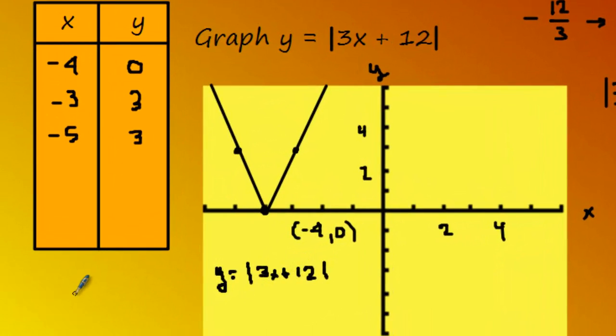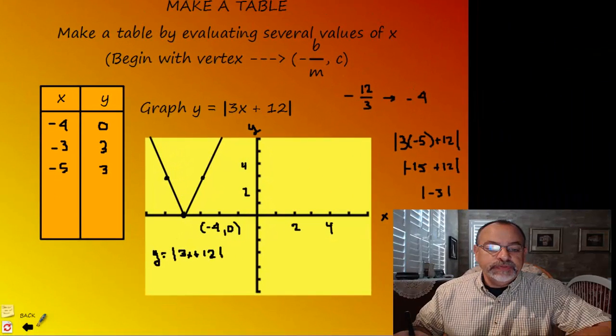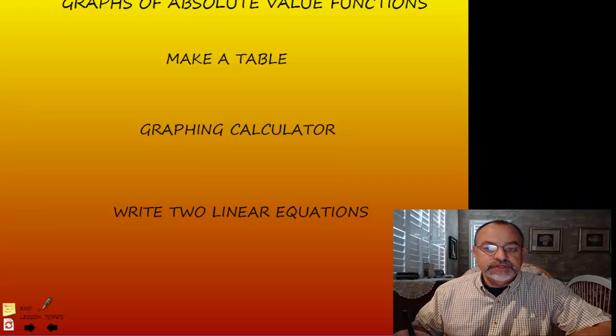So that's how you would graph an absolute value function using a table. Find the vertex first, find the value to the right of the vertex and to the left of the vertex, and then make sure you label the vertex along with the graph. Alright, so that's all there is to making a table.